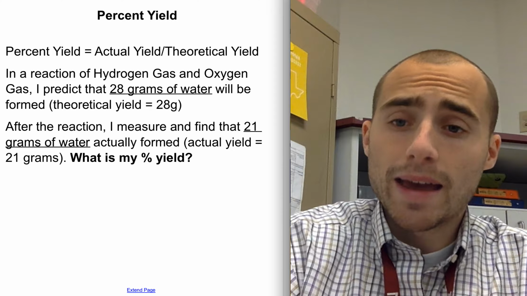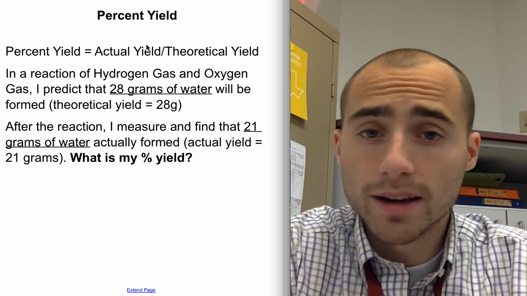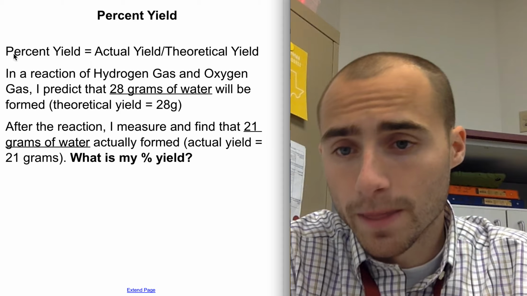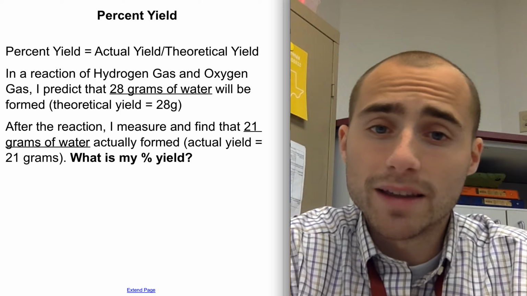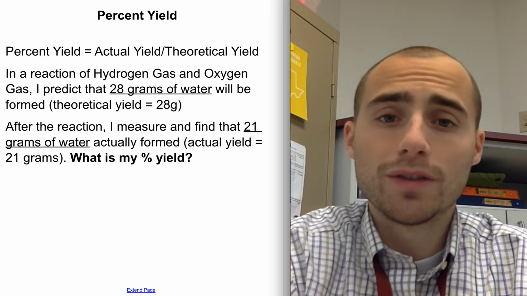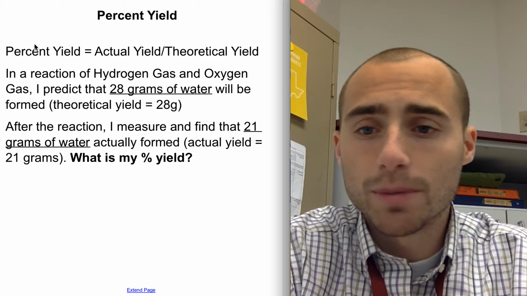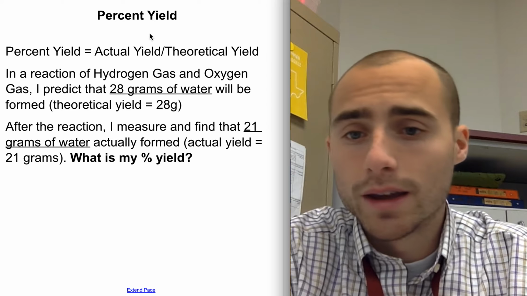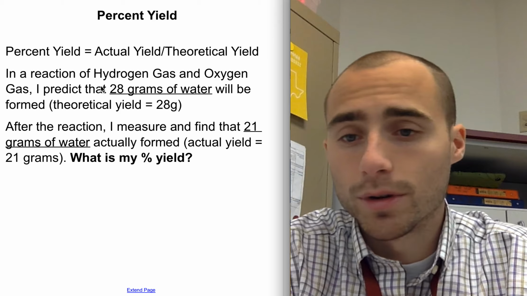What that means is it's asking how much of the possible amount of a product was actually made. So percent yield equals the actual yield divided by the theoretical yield. And yield essentially just means produced. So what percent of the product was actually produced? You would take the actual amount produced divided by the theoretical amount produced.